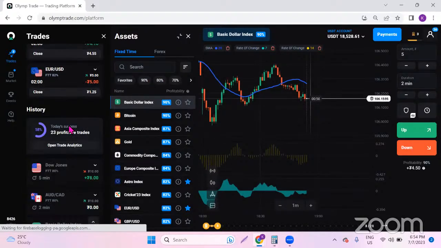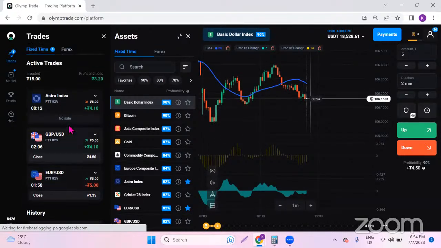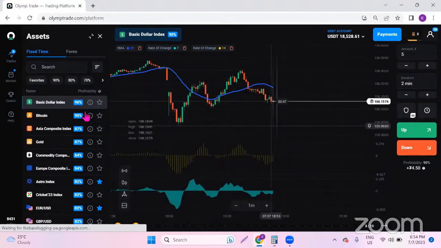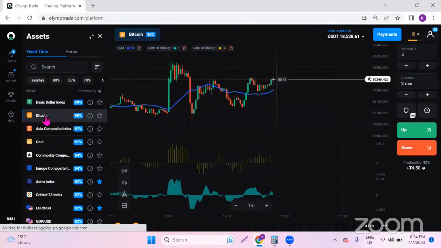So we have 2 trades which are showing in our favor. If we cover up these trades, it's a good profit at the moment. So let's see how this goes. Let me find some more assets for you guys.